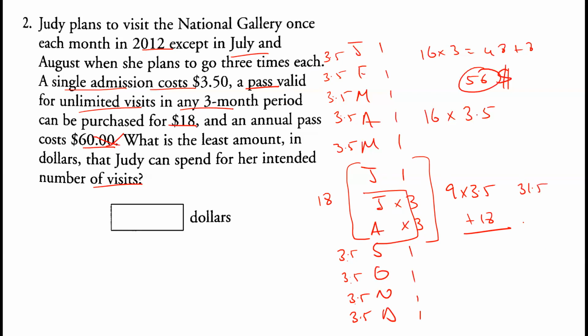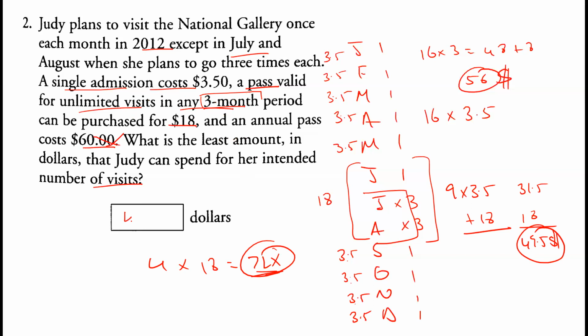And if we add 18 to it, so it's 49.5. So this combination is also possible. And the second combination is that we buy this pass that is valid for 3 months 4 times, and it is for 18. So 4 into 18 is $72. So this is again quite expensive, so we will never buy 4 3-month period passes. So 49.5 is the lowest amount that you can pay.